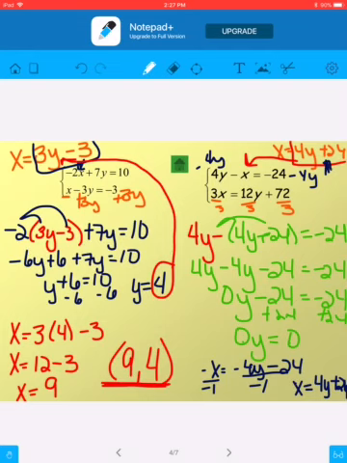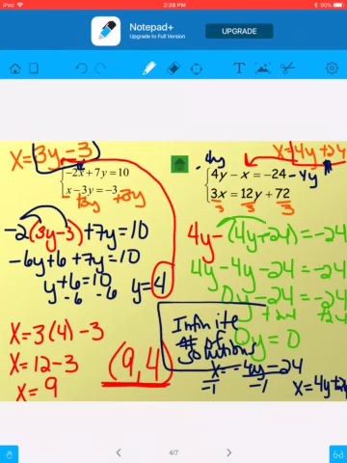And I have run out of space to write this. It's an infinite number of solutions. So when 0 equals 0, something's up, that's an infinite number of solutions because they're the exact same line. Had these lines been parallel lines, that would have been a no solution because parallel lines never cross each other. And that is it for solving systems by substitution.